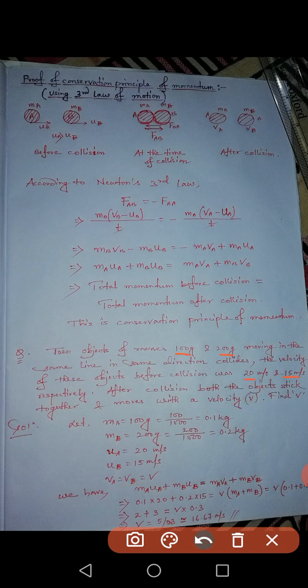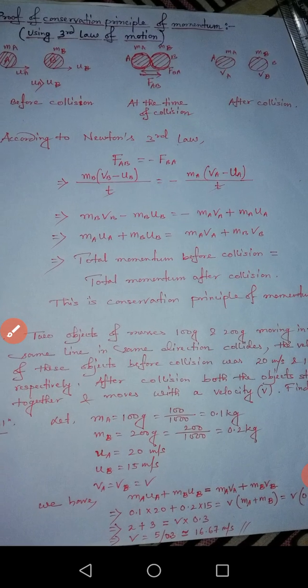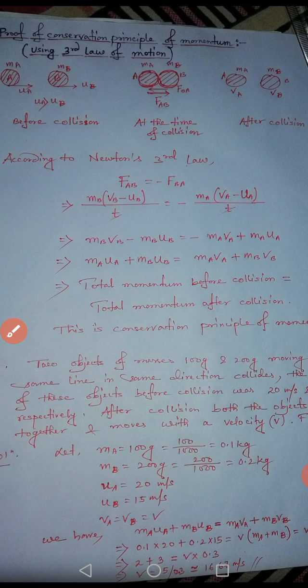For that we'll note down the things which are given. The given things are mA and mB. mA is 100 gram, we convert it to kg by dividing by 1000, and we get 0.1 kg. mB, 200 gram, is 0.2 kg. uA is 20, uB is 15. vA and vB are both the same as they are sticking together and moving, and equal to v. So we have to find out what v is.